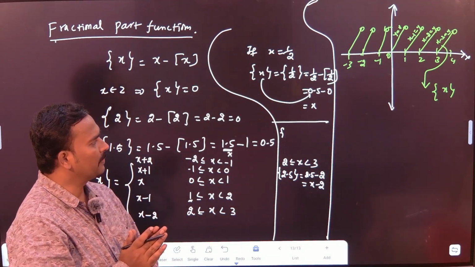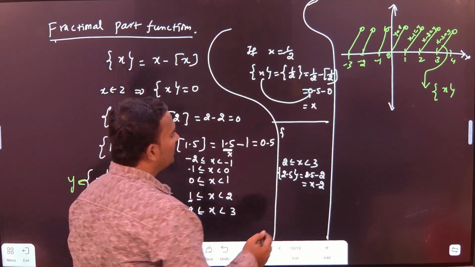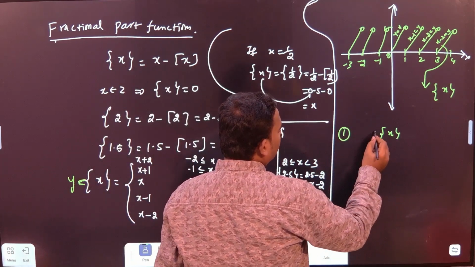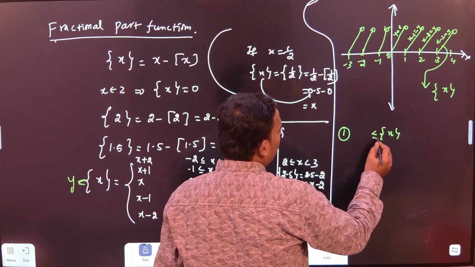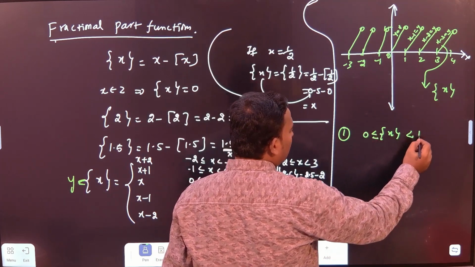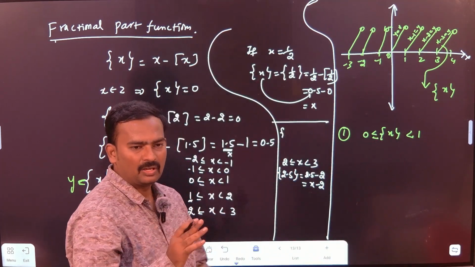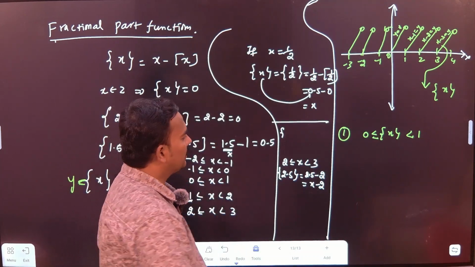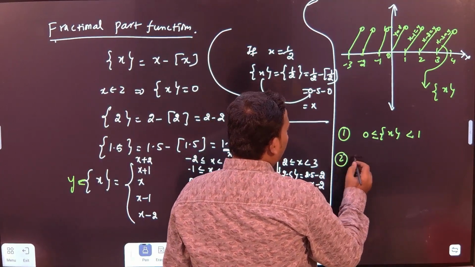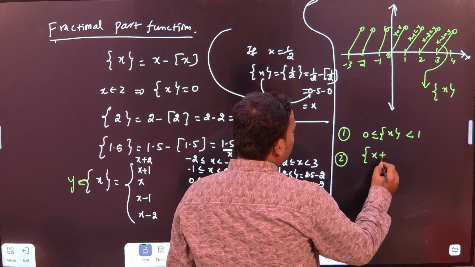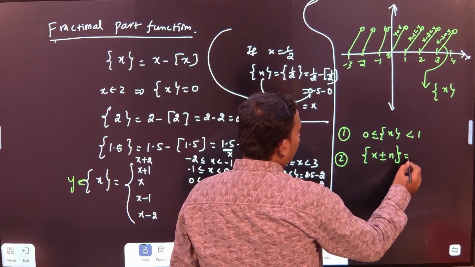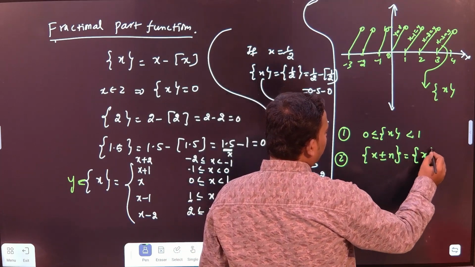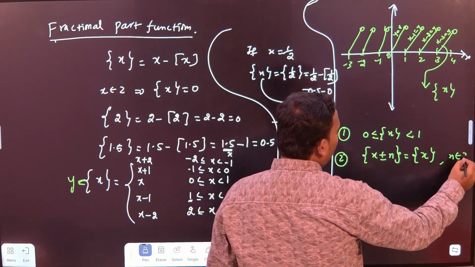Okay, so the first observation about the properties: the fractional part function is more than or equal to 0 and strictly less than 1. This is the range. The range of the fractional part function is 0 to 1 only, right? Second thing, the fractional part of x plus or minus n you can write as the fractional part of x, because n belongs to the integers.